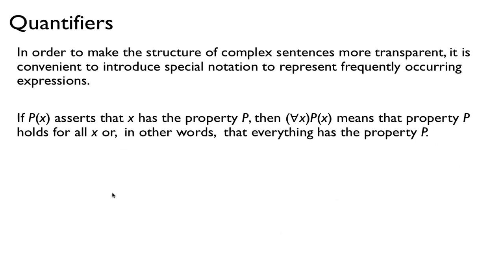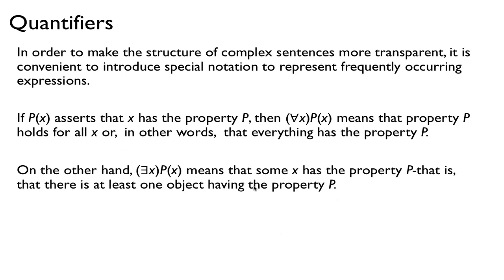We're going to say P of X is going to denote the idea that X has the property P. So X is some object that has a property called P. So P of X means that X has that property. And then for all X, P of X means that this property P holds for all X. In other words, everything has the property P. That means for everyone in our domain of interest, that person has this property. So we say for all X, P of X.